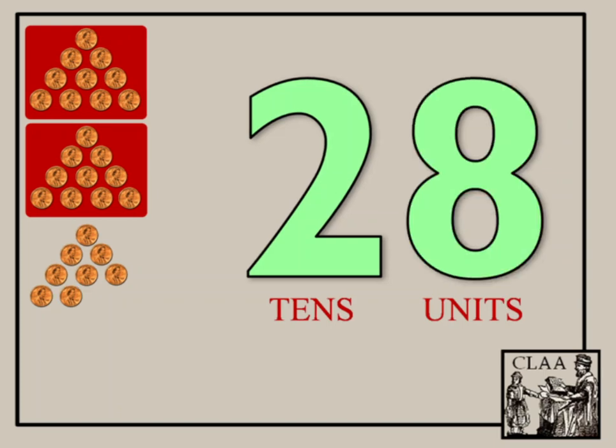Here we have 2 sets of 10 pennies and 8 pennies more. When we have 2 sets of 10 and 8 more, we have the number 28. 28 is written with a 2 and an 8. The 2 tells us we have 2 sets of 10. The 8 tells us we have 8 units more. 28.